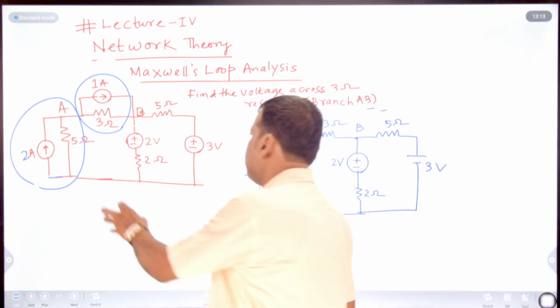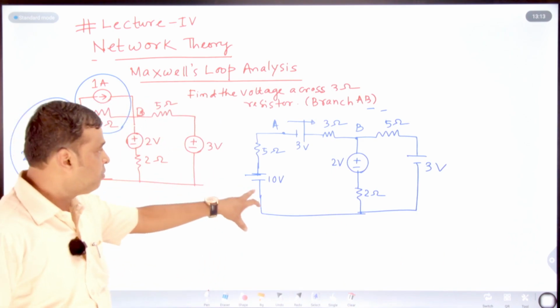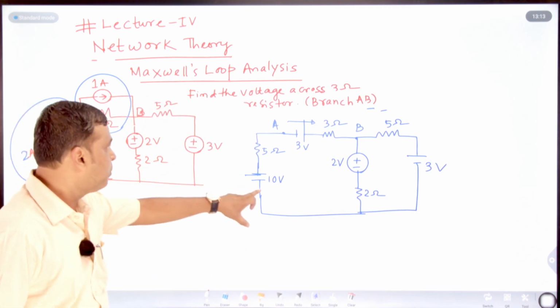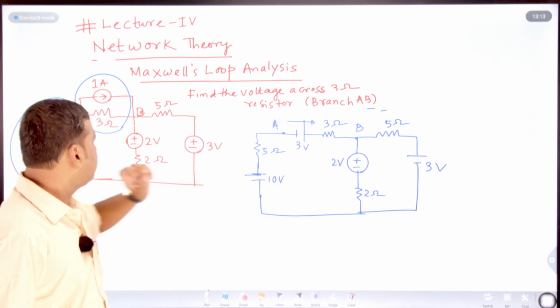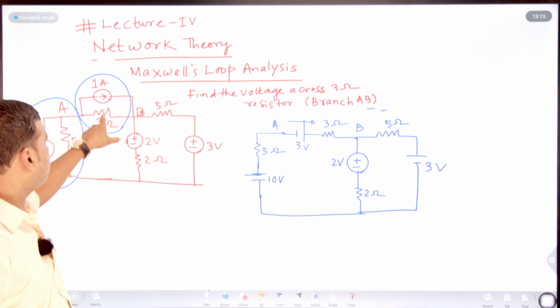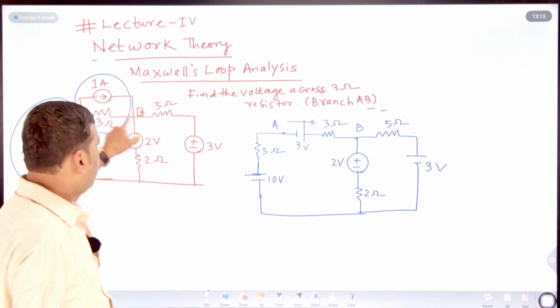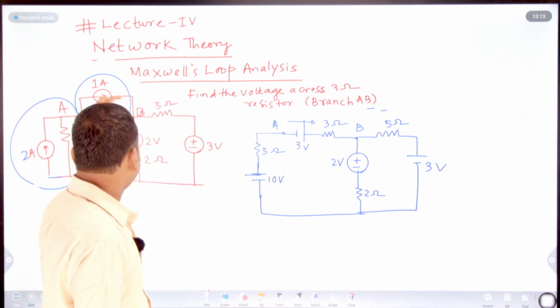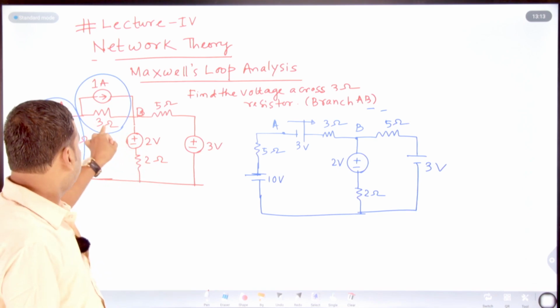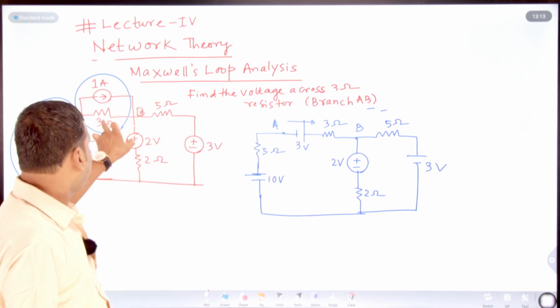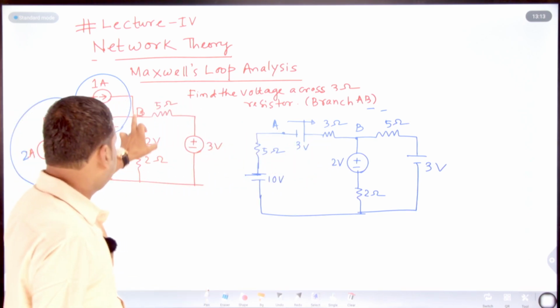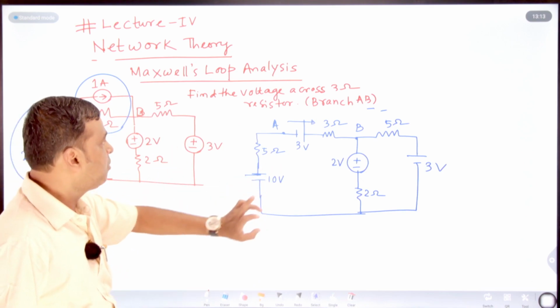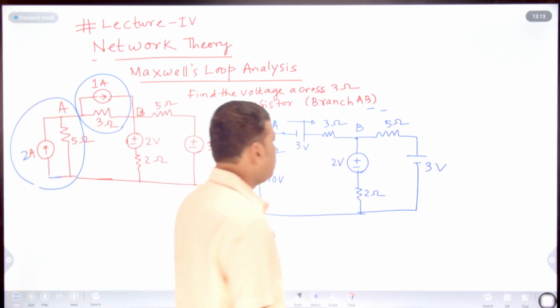First of all, this current source can be converted into a voltage source: 5 into 2, 10 volt, in series with the 5 ohm resistor. And for this current source, 3 into 1, 3 volt, with the minus terminal here and the plus terminal here. Remember, the direction of the voltage source should be the same as the current source. 3 into 1, 3 volt, with the 3 ohm resistor in series, and as usual this is 2 volt, 2 ohm, this is 5 ohm, and this is 3 volt.